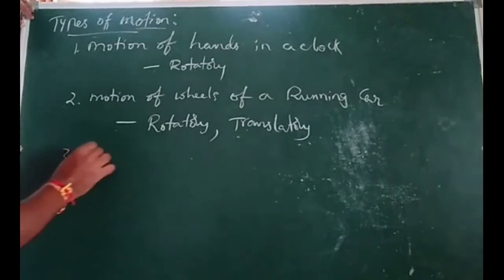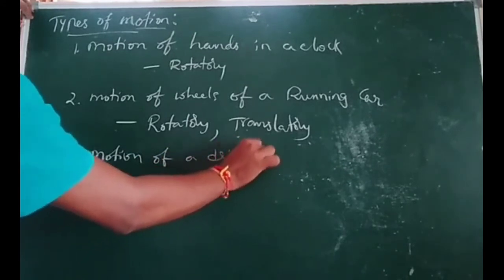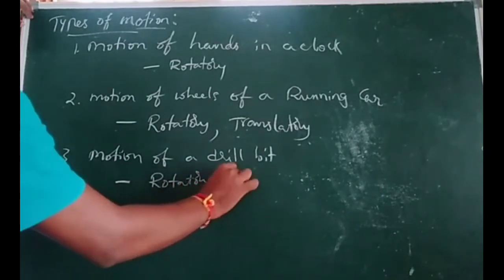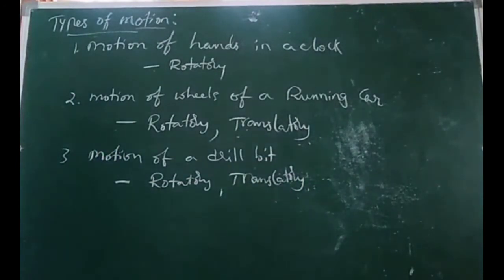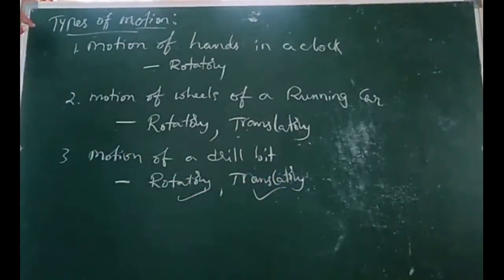Motion of a drill bit also comes under rotatory motion and translatory motion. If a girl is riding a bicycle, what is the motion of the wheels? The motion of the wheels also comes under rotatory motion and translatory motion, because the cycle is not standing at a particular position, it moves. The wheel rotates, so the bicycle moves.